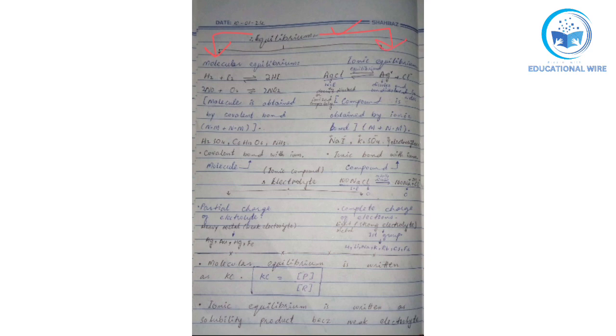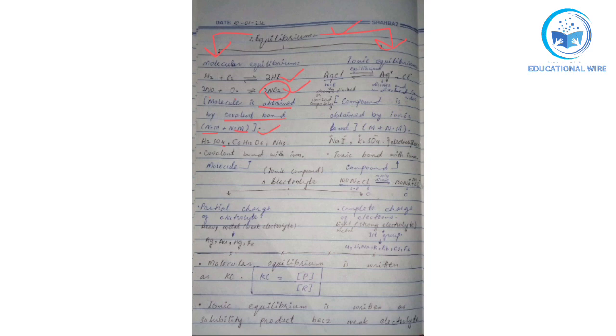Molecular equilibrium is obtained by a covalent bond, where a non-metal and a non-metal make a product. We have two examples over here. One is H2 plus I2, making 2HI, and the second is 2NO plus O2, making 2NO2. After that we have more examples: H2SO4, sulfuric acid, C6H12O6, glucose, and NH3, that is ammonia.